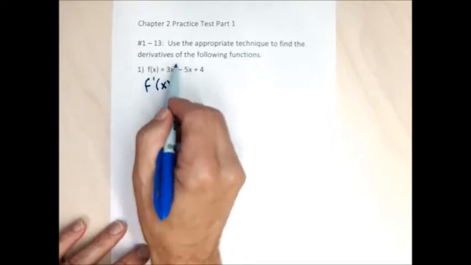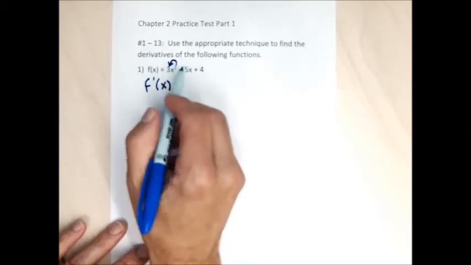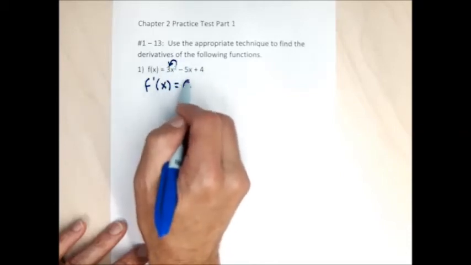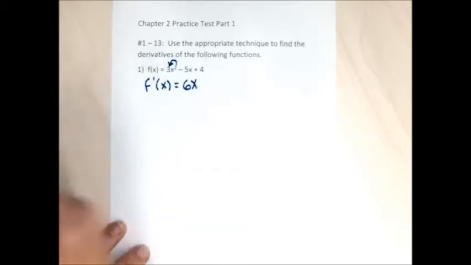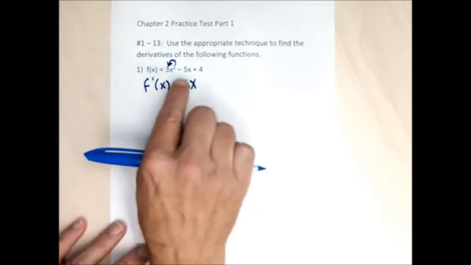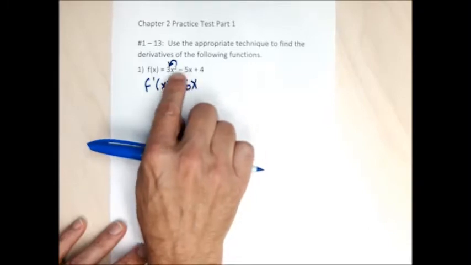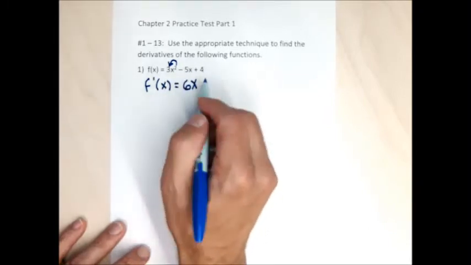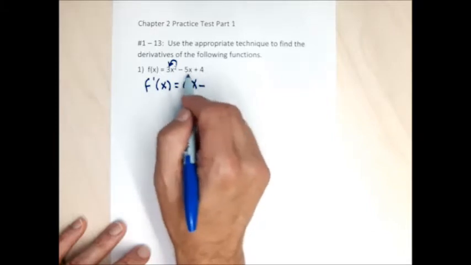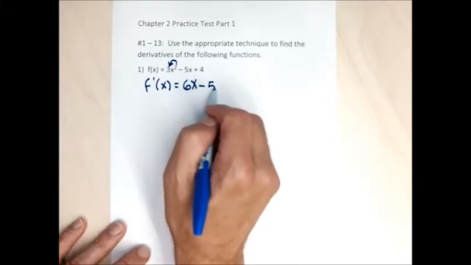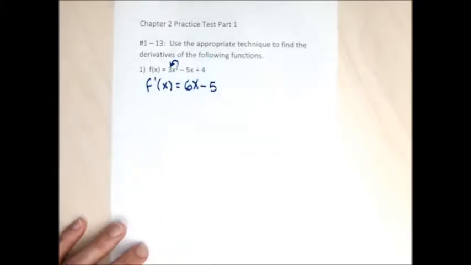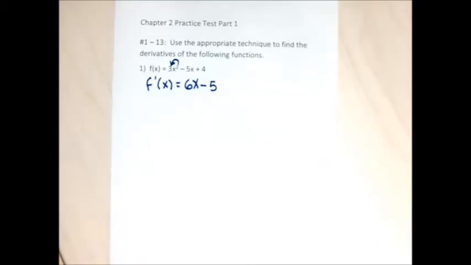The first term, 3x squared, I'm going to multiply the 2 by 3 and get 6. I'm going to lower the exponent by 1 and get 6x to the first. The middle term is a first power term, so the derivative doesn't have the variable, just the number in front of the variable or the letter. So the derivative of minus 5x is just minus 5. The derivative of 4 is 0, and that's all there is to do for part 1.